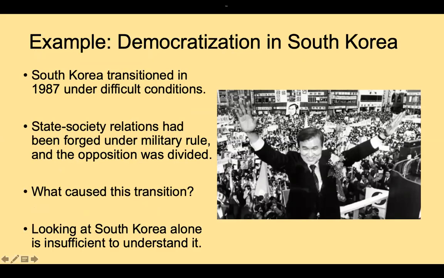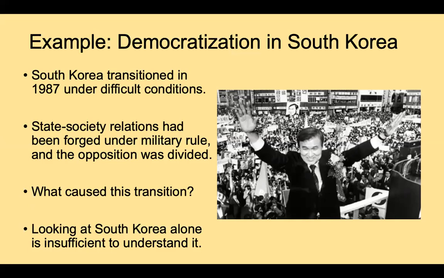Now, the example of South Korea is interesting because this is a country that transitioned to democracy under very difficult circumstances. State-society relations had been forged under military rule in South Korea, and the opposition to military rule was divided, meaning that there actually wasn't a balance of forces that made it likely that the democratic forces would succeed in bringing about a transition. But nevertheless, in 1987, South Korea transitioned and did so in a way that brought about a system that would persist for many decades.